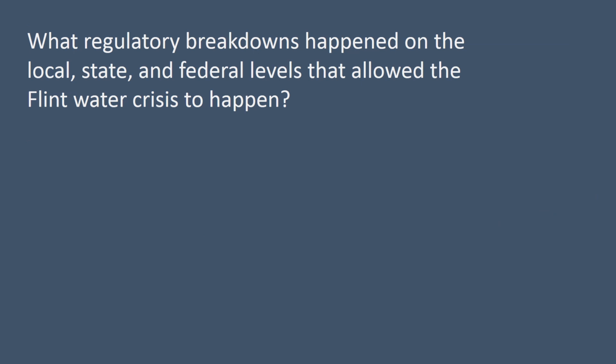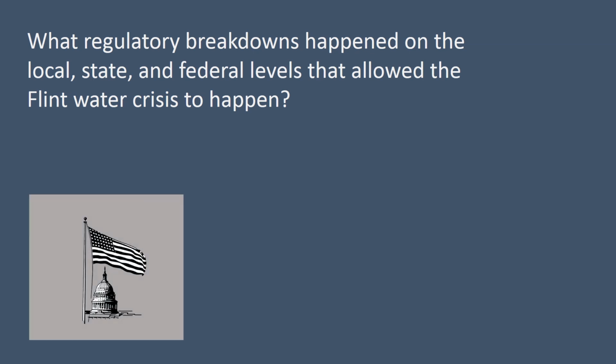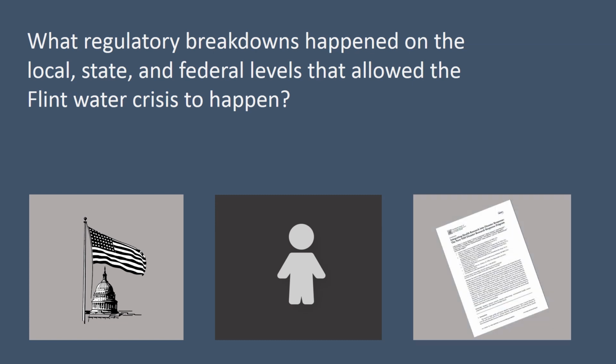For my research question, what regulatory breakdowns happened on the local, state, and federal levels that allowed the Flint water crisis to happen, I might choose primary sources like federal regulations about water quality or interviews with local officials at the time of the crisis. Adding secondary sources, such as scholarly articles that include analysis of what went wrong at the time, would help complete the picture.